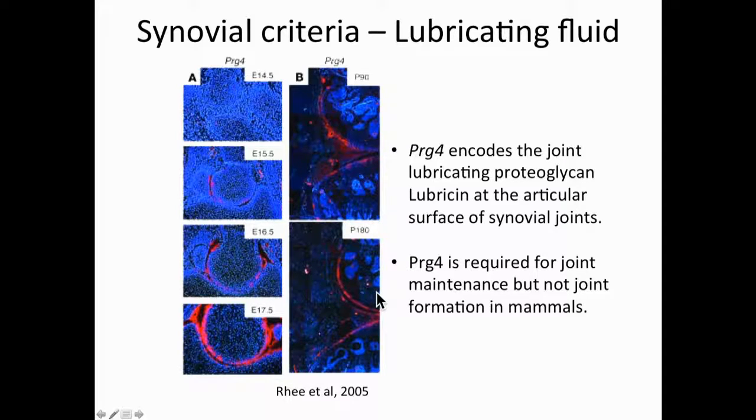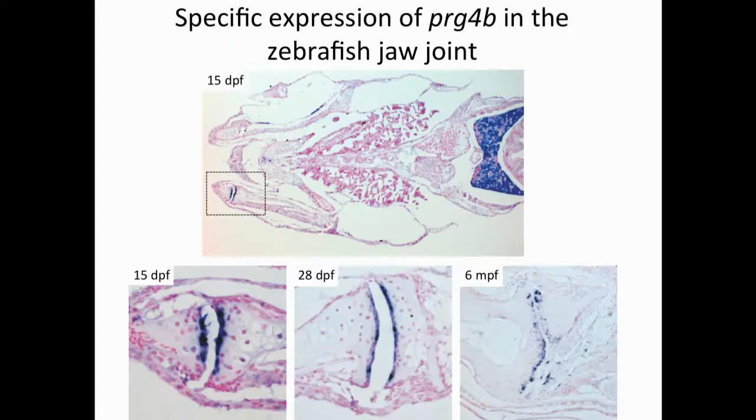And what's known about PRG4 function is that it's required for joint maintenance due to its lubrication function, but it's not required for joint formation in mammals. So when we looked at PRG4 in our fish models, one important thing to note is that both zebrafish and stickleback have both PRG4A and B, but gar only has a single PRG4 gene. So what we found when we looked at PRG4A and B is that we saw only specific expression of PRG4B in the zebrafish jaw joint.